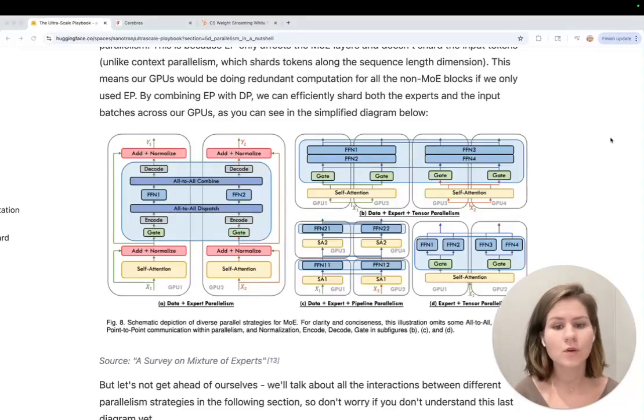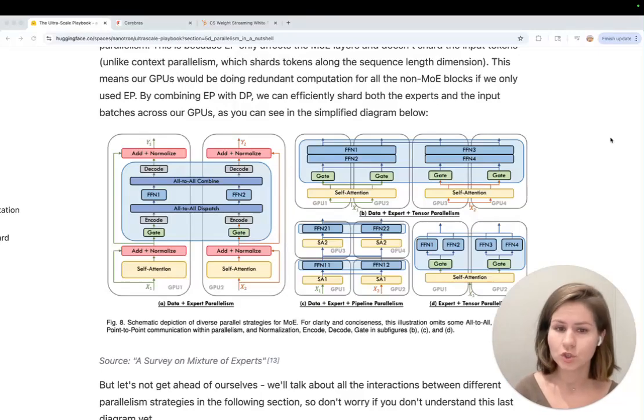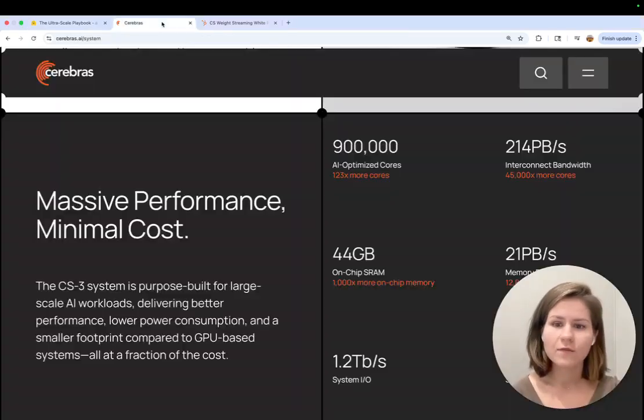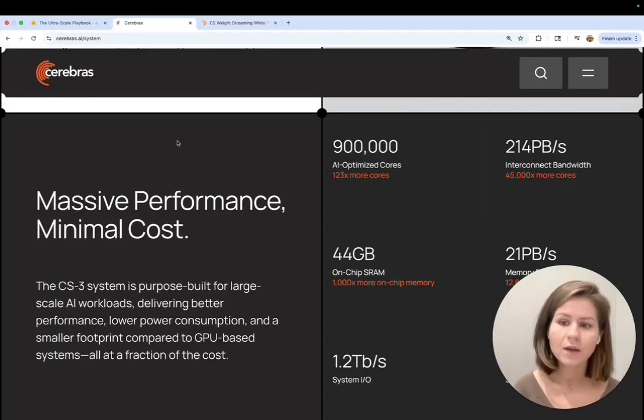Great, so now you know how you can scale and train MoE models on the GPU devices with expert parallelism. But how do other accelerators handle MoE models? Let's take a look at Cerebras wafer scale engine in particular. Here are some of the important numbers about the CS3 machine that you can compare to the GPUs.